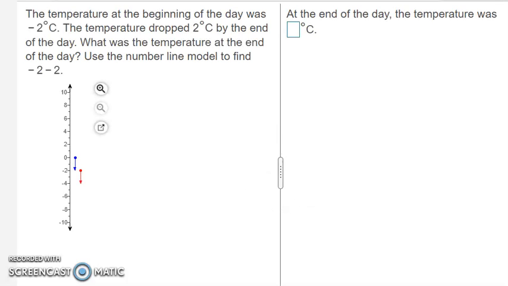Okay. The temperature at the beginning of the day was negative 2. The temperature dropped 2 degrees by the end of the day. What was the temperature at the end of the day? Use a number line model to find negative 2 minus 2. Well, here's negative 2. We're dropping 2 more. Where are we ending at? Right here. Negative 4.